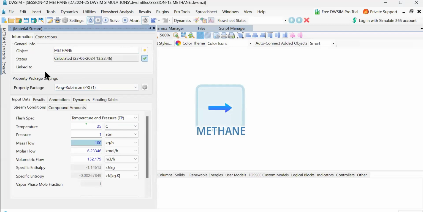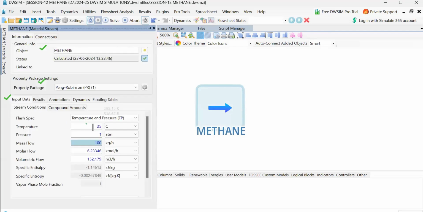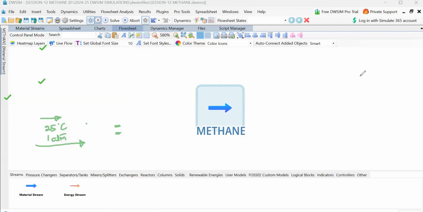So this is the stream name. This is the property name. These are the input streams. Now see the specification, the flash spec. This flash spec is very important in the first instance. So temperature and pressure. I am specifying temperature to be 25 degrees centigrade here. You can see this, this is the place. And pressure as 1 atmosphere. And the flow rate, mass flow rate, this is 100 kgs per hour. So this is how I specify the conditions which we thought of.